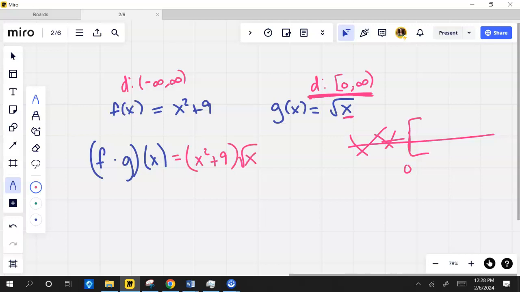Okay, so when I multiply here, I've just got x squared plus 9 times the square root of x. I can leave it just like that, but what is the domain of this? You don't have to do anything else with it. There's not really a lot that I could do unless I changed this to 1/2 and started adding those exponents together. 0 to infinity.